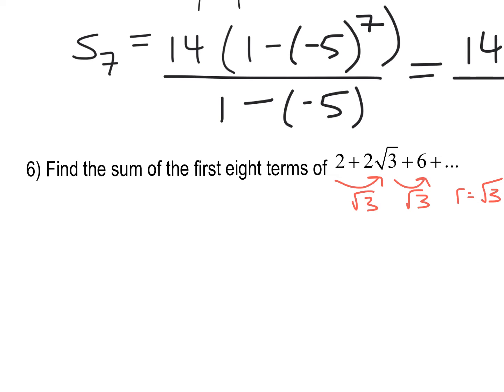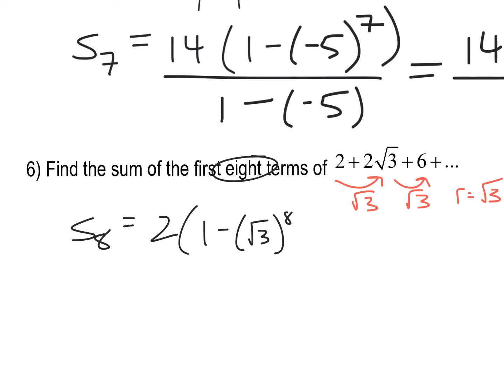I'm going to write my formula, the sum of the first 8 terms. I'm still using the formula from above. It's the a1, which is 2, and then 1 minus, what is the ratio again? It's √3 to the 8th, over 1 minus root 3. So again, same formula that we wrote above.